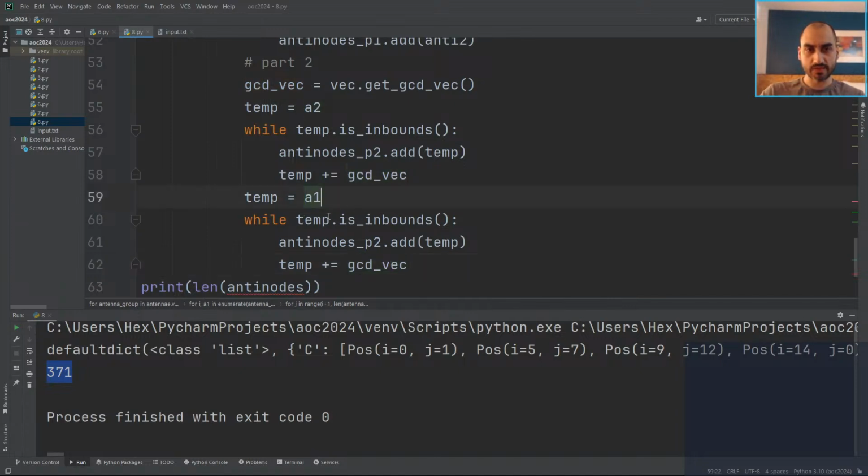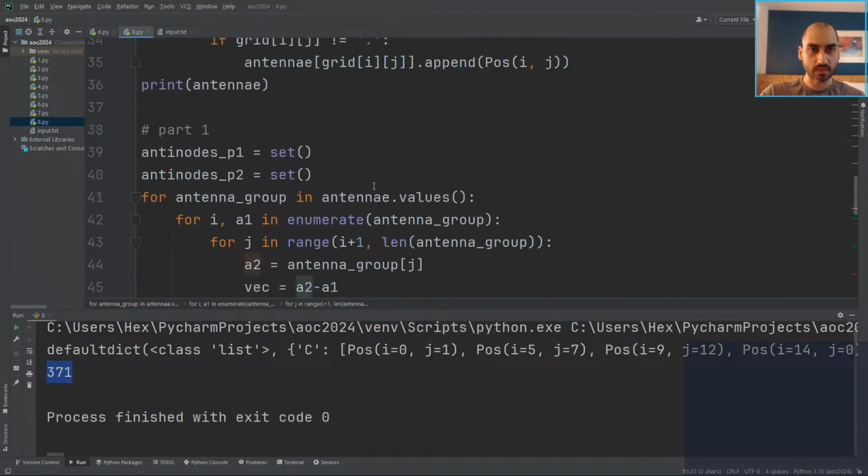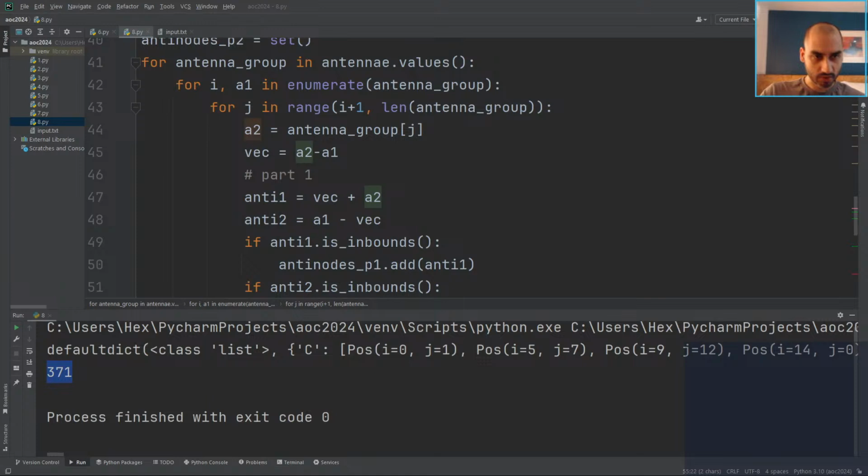But from A1 backwards, so this should get us A1 and A2 as well, because we need both of those. Let me look at the description again, make sure I've understood this correctly. Any grid position exactly in line with at least 2 antennas of the same frequency, regardless of distance. But not inside. The bit they're not saying. Okay. Some of the new antinodes will occur at the position of the antenna. Yeah, okay.